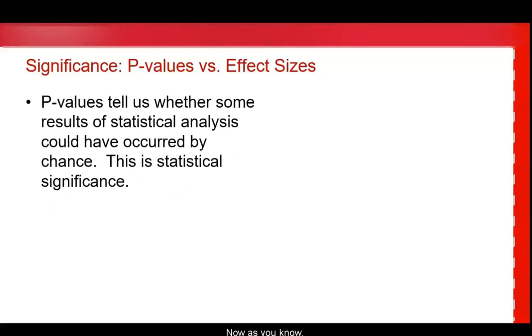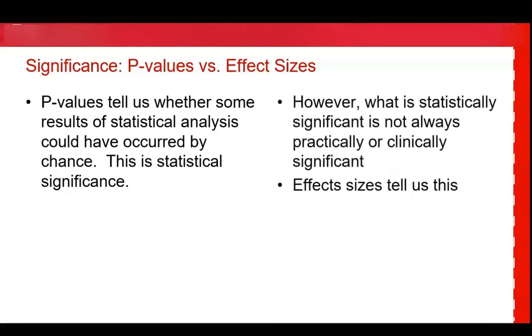Now, as you know, p-values tell us whether the results of statistical analysis could have occurred by chance. This is statistical significance. However, as you know, what is statistically significant is not always practically or clinically significant. Effect sizes tell us whether something is practically or clinically significant.